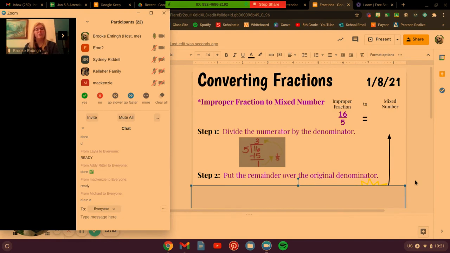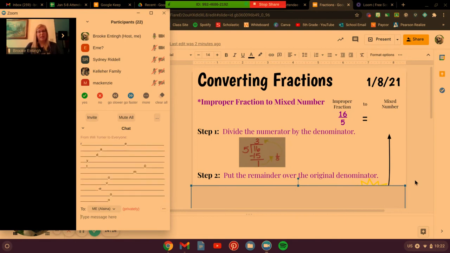Is there anyone who needs more time? Type in the chat box if you need more time. Okay. All right, I'll give you another moment. So again, you're writing down the directions for step 2.